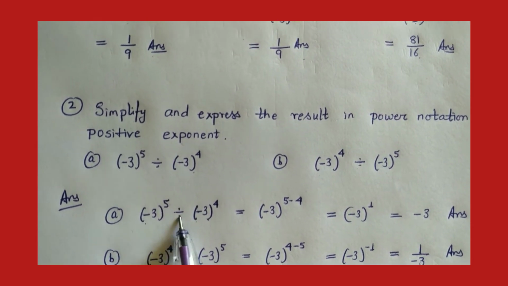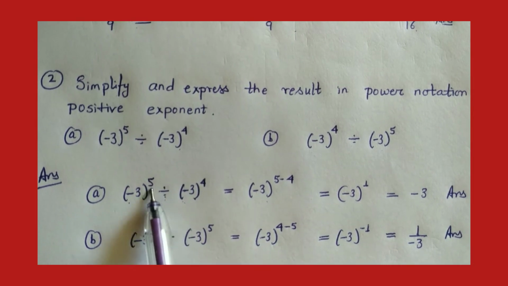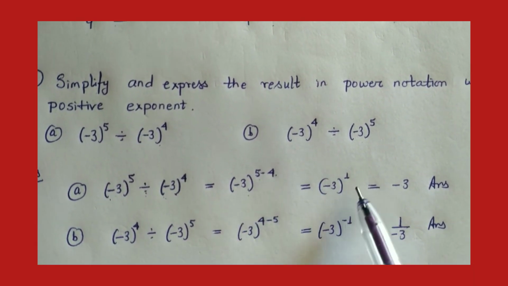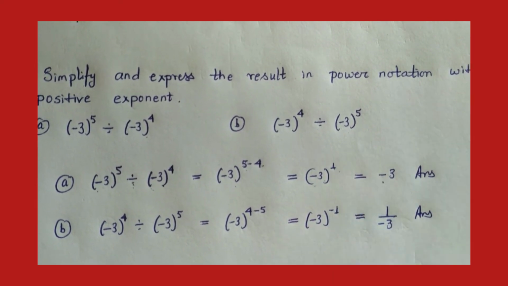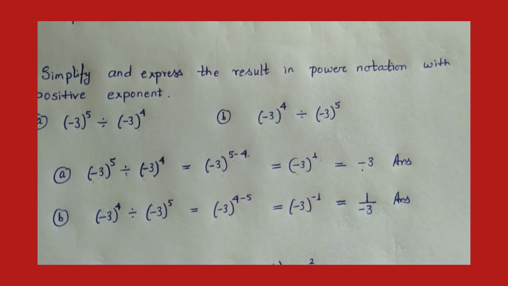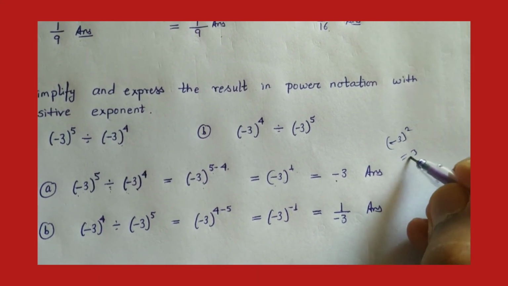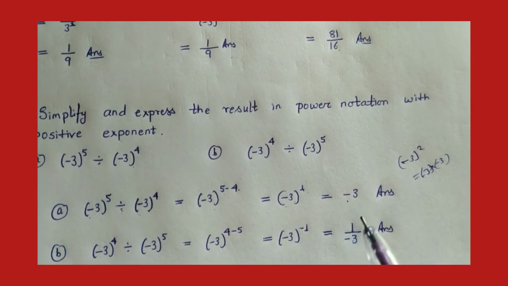Now since there is the sign of division here, and the bases are the same, (minus 3) to the power 5 minus 4. And 5 minus 4 is 1, so (minus 3) to the power 1, and (minus 3) to the power 1 means minus 3. Why? Minus 3 to the power 2 means minus 3 into minus 3, and minus 3 to the power 1 means minus 3 only one time.